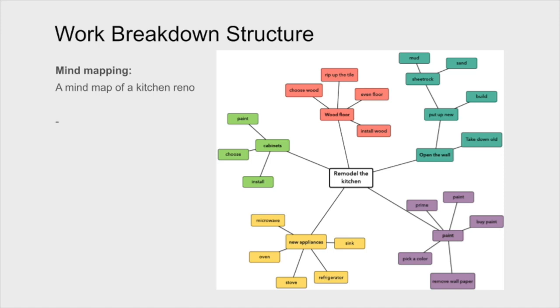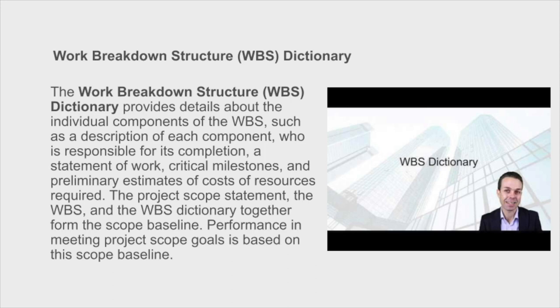And what comes of it are the various components. So for example, the floor: what kind of wood, how are we going to cut it, how we're going to make it even, how we're going to install. The work breakdown structure is only as good as what people can understand of it, so we need to be able to develop some sort of an interpretation tool. The work breakdown structure dictionary is a useful interpretation tool.